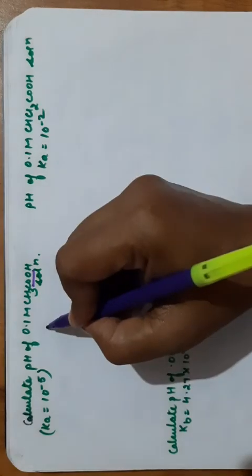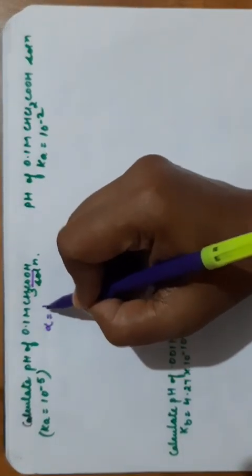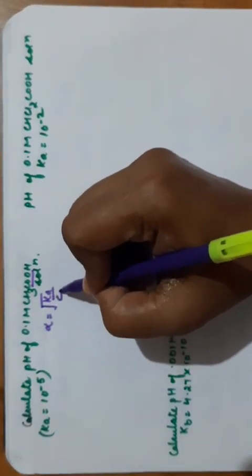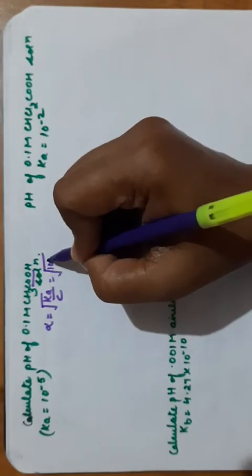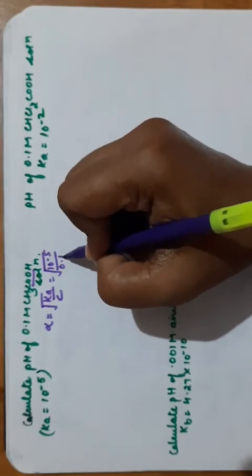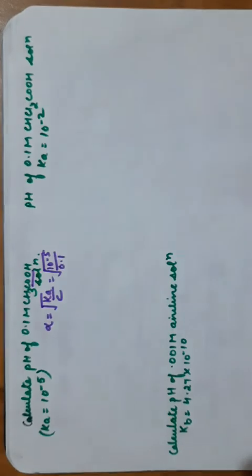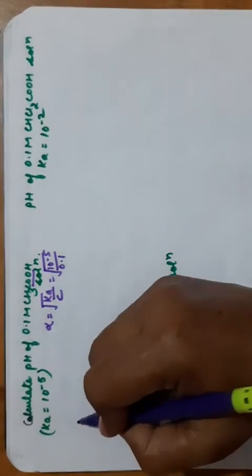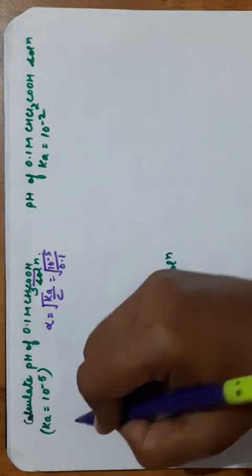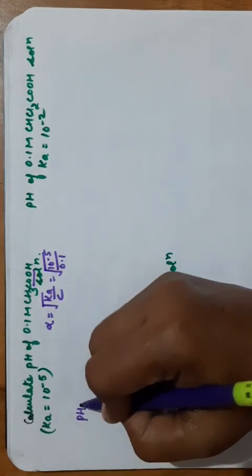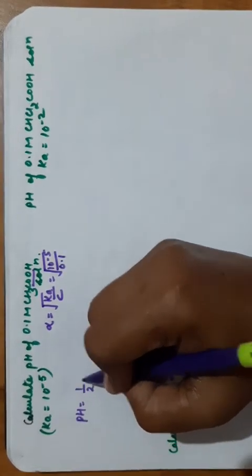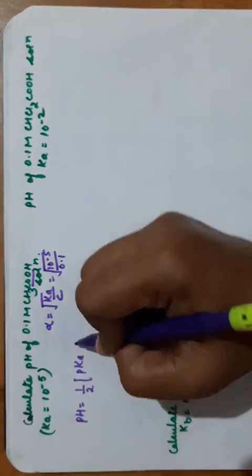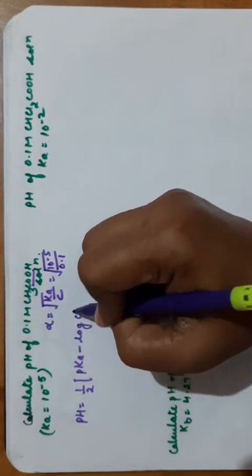Ka is given. First we will check what is alpha. So alpha is equal to Ka upon C. So it will come out 10 power minus 5 upon 0.1. So 10 power minus 4. So alpha is much less than 1, so we can neglect it. So we can use pH is equal to half pKa minus log C.